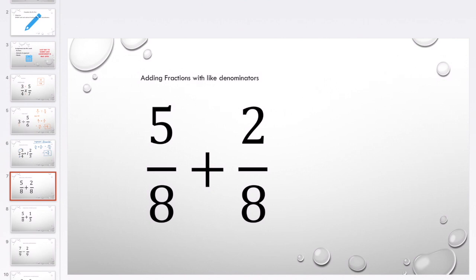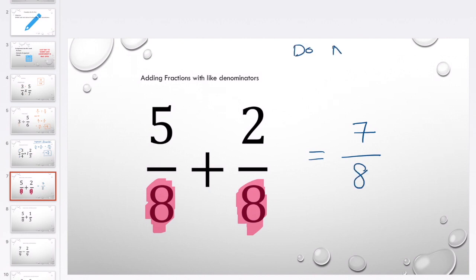When you're adding fractions, if the denominators are the same, you can just add the numerators and the denominator would be the same. You do not add the denominators.